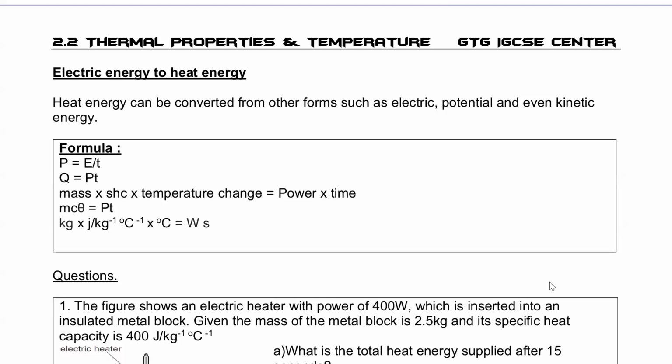Like Q can be equals to PT, right? So if MC theta can be equals to PT, it means Q can also be equals to PT, right? Or PT equals to Q. Means you're trying to find energy, right? Then it's just power times time, 15 seconds. Yeah, right. Don't overcomplicate things.